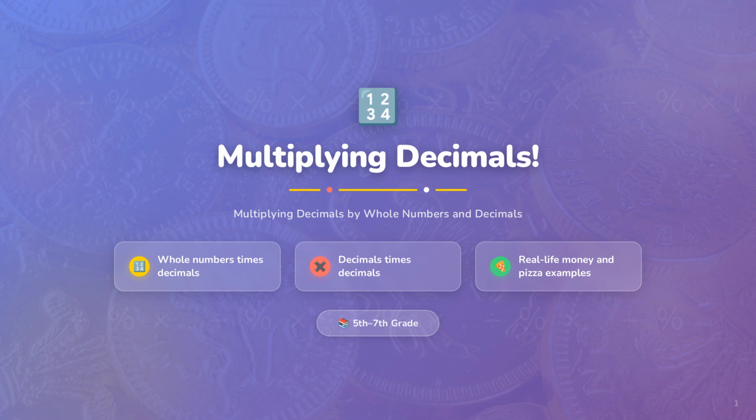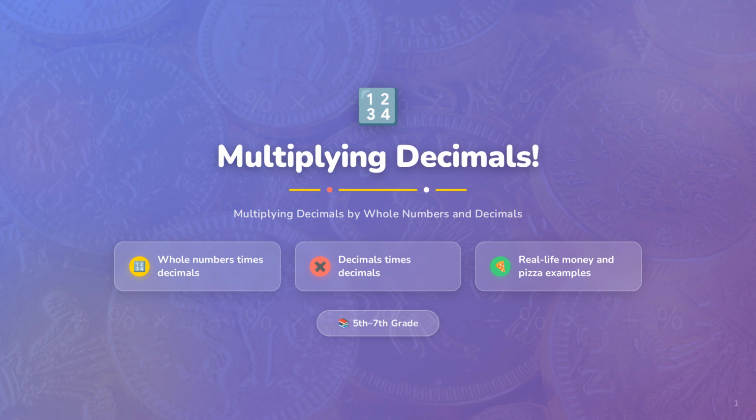Have you ever been at the store and needed to figure out how much 3 bottles of juice cost if each one is $1.49? Or maybe you're splitting pizza and need to multiply a decimal by another decimal? Well, you're in the right place. Today we're unlocking the superpower of multiplying decimals, and I promise it's way easier than it looks.